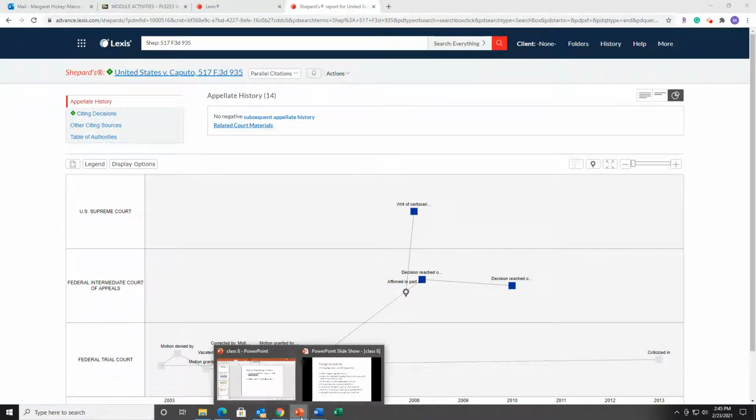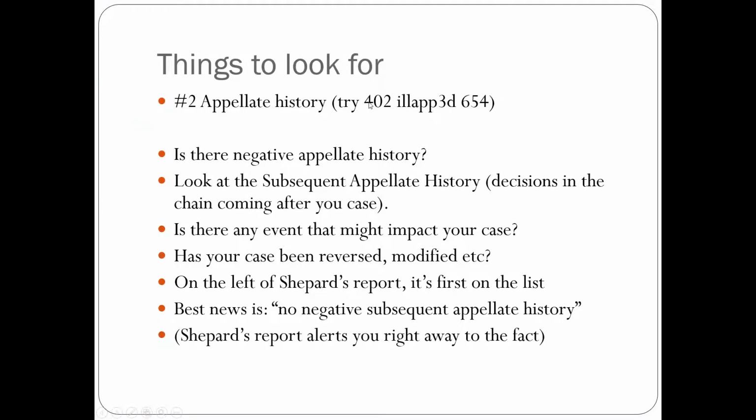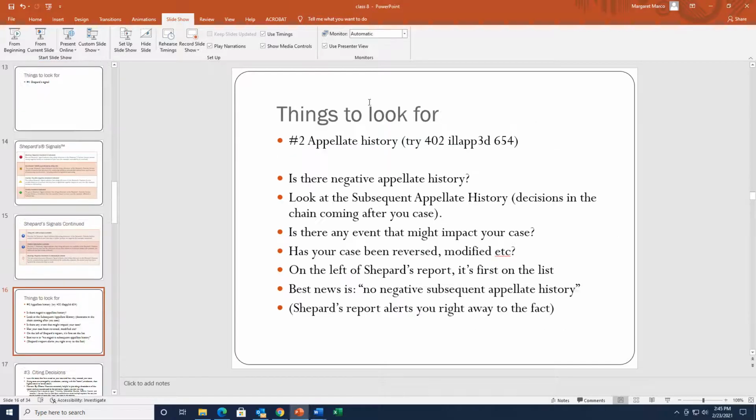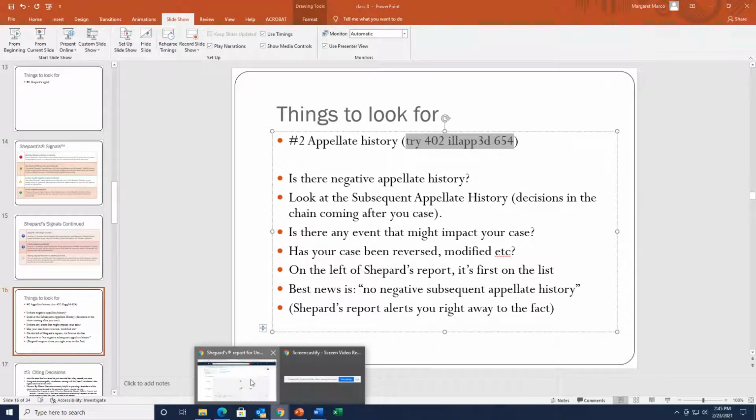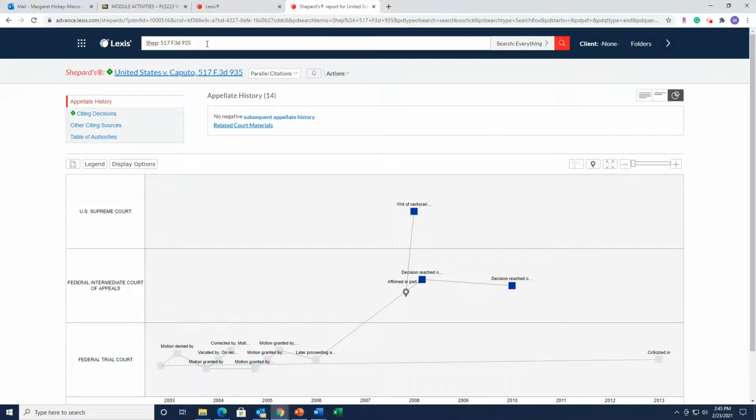Okay, so let's see what I'm looking for here too. So we're going to try this 402 ILAP 3rd 654. So same thing, Shep : take out try.